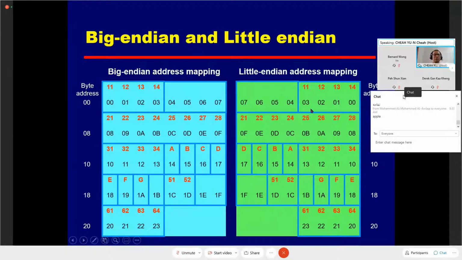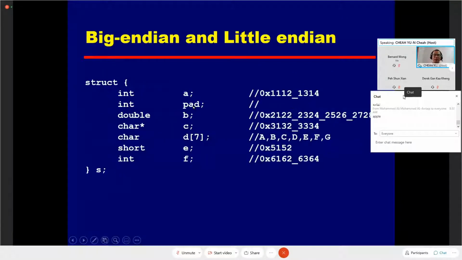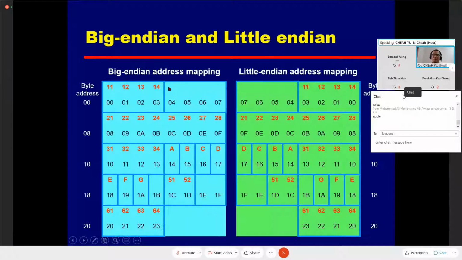All right. Then the next one is a padding. So it's an empty space. In big endian, I just fill up the next available, and in little endian I also just fill up the next available, which is next to the integer.